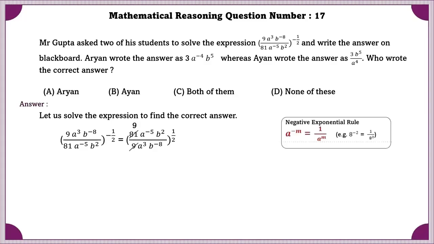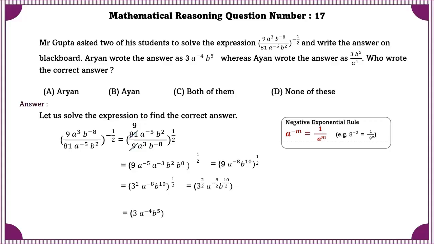Now, using the negative exponential rule, we can reciprocate the denominator, which is equal to 9 a to the power minus 8 b to the power 10 whole power 1 by 2. Now simplifying this, we will get 3 a to the power minus 4 b to the power 5. Now this is the actual answer written by Aryan. Now in the options we can see that there's an option that says both of them. Now we know that Aryan wrote this answer.